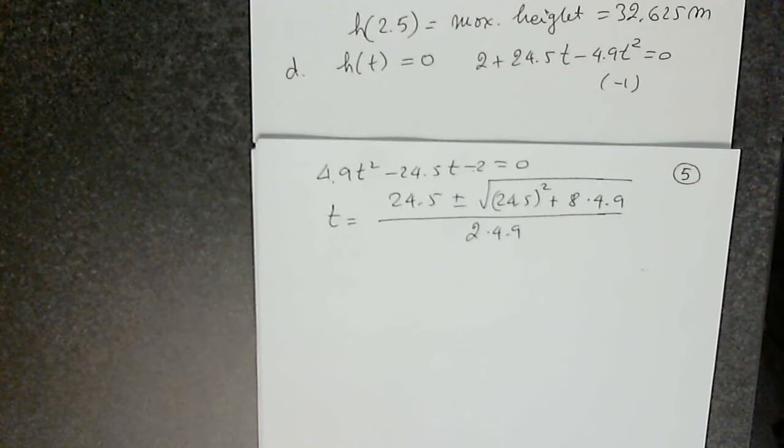Should it be negative 24.5? No, because there is another negative in there. Oh, when I square it? No, the formula is negative. Oh. Yeah, yeah. Oh, it's already. Yep. Never mind.